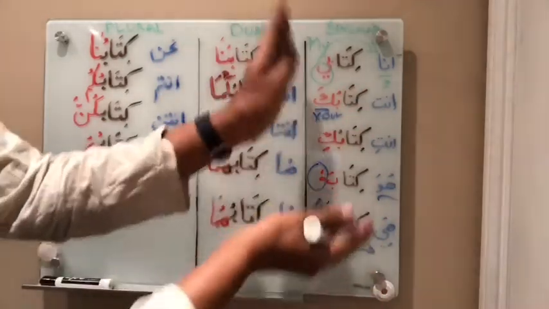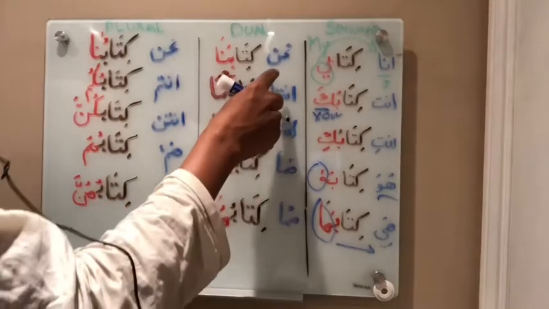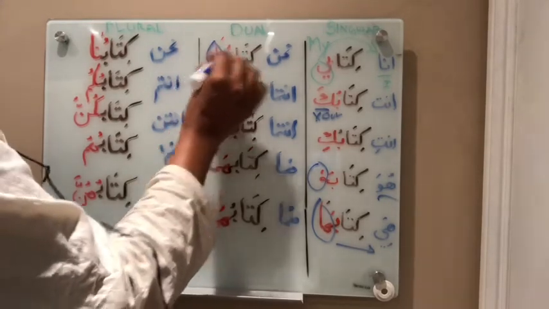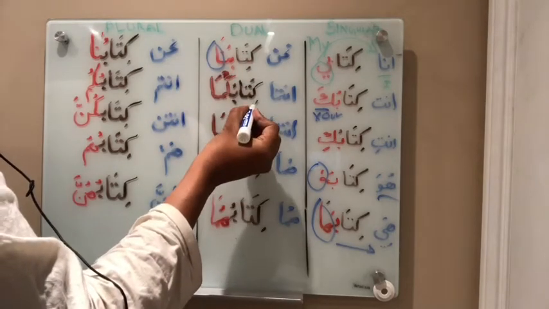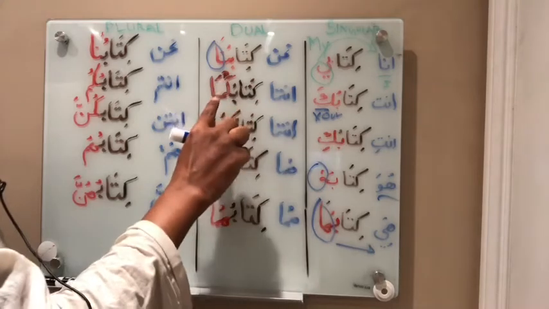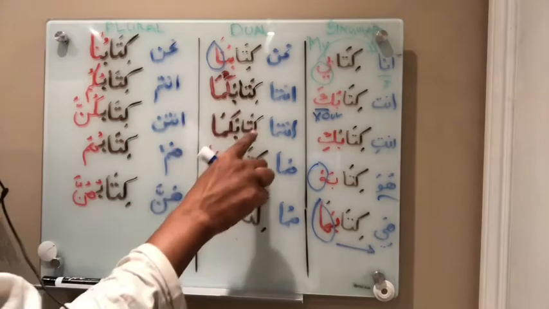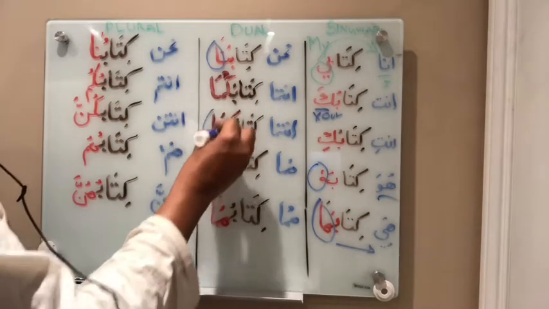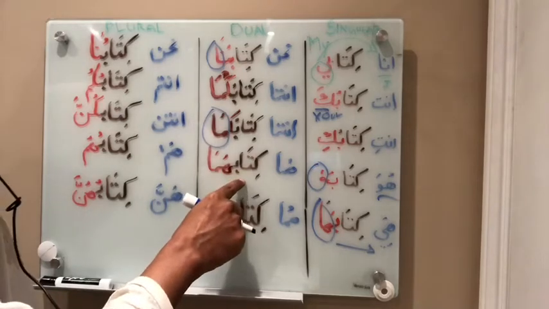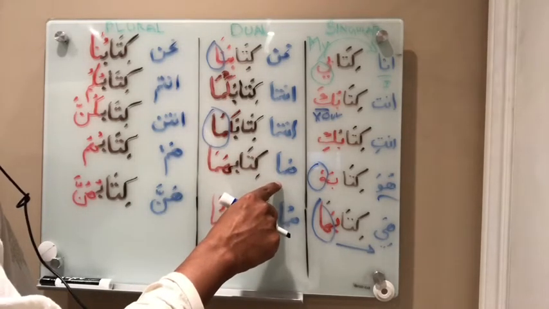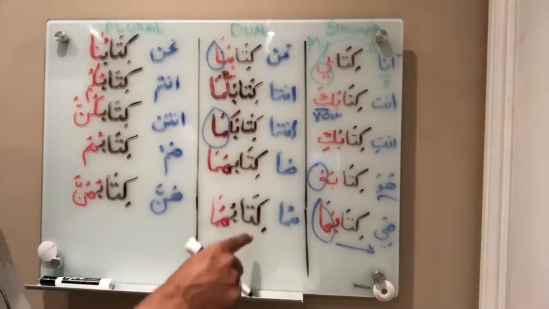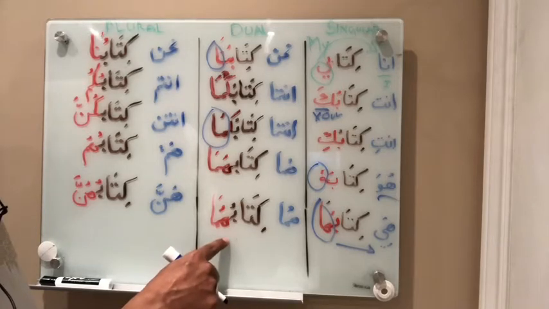Similarly, if we move on from the singular pronouns to the duality pronouns, nahnu, kitabuna. So this na here refers to our book. So kitabuna, our book. Moving on, kitabukuma, so you, for two, second person. Kitabukuma is your book. For female, kitabukuma, it remains as is for you, two people. Kitabuhuma. So now it's moving on to third person, but again it's duality. So huma, they, but two people, kitabuhuma, their book. It remains the same for female, kitabuhuma, their book.